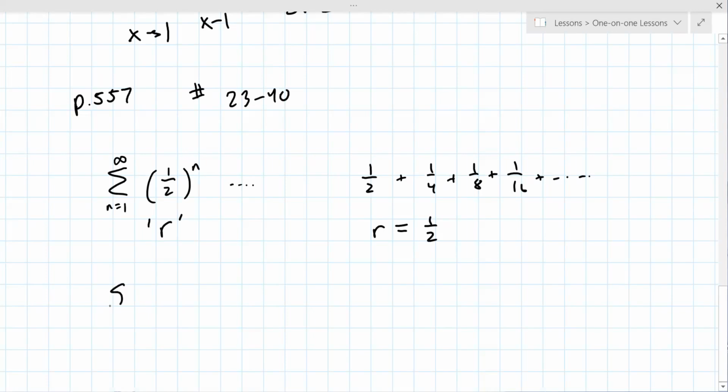And the sum of this thing is equal to a1, which is the first term, over 1 minus r, only if the absolute value of r is less than 1. So we've satisfied that here. Yes. So we're good there.